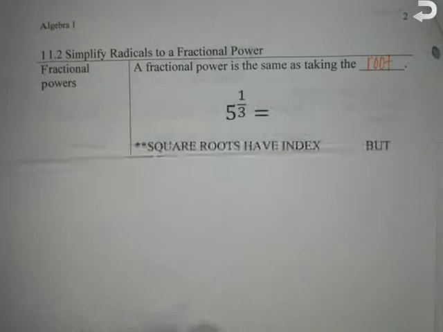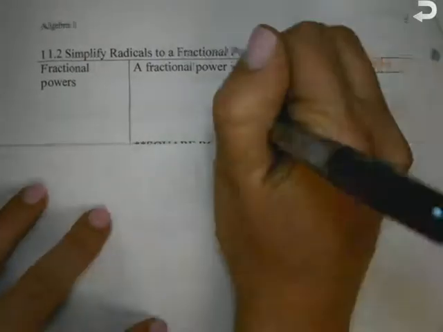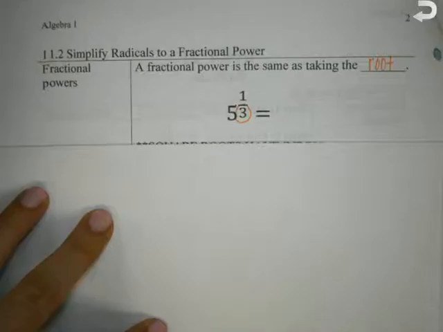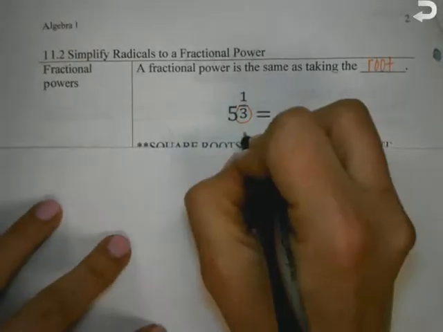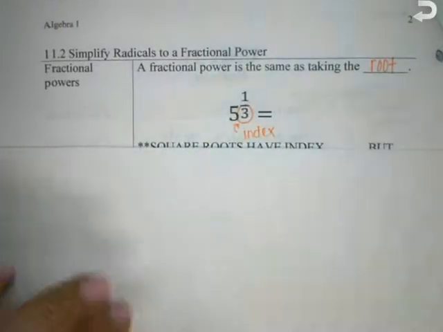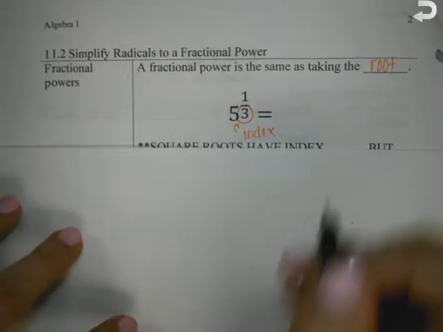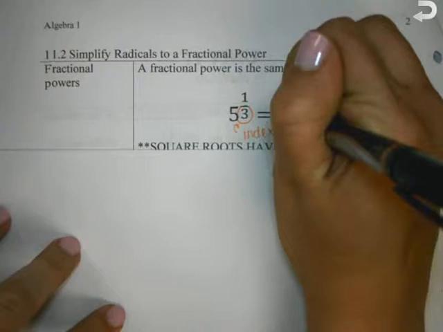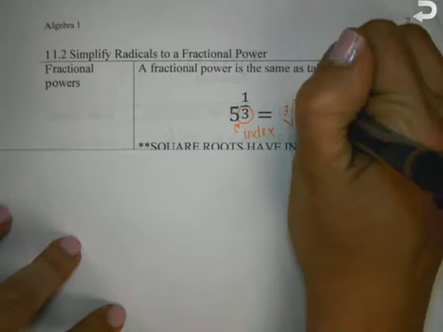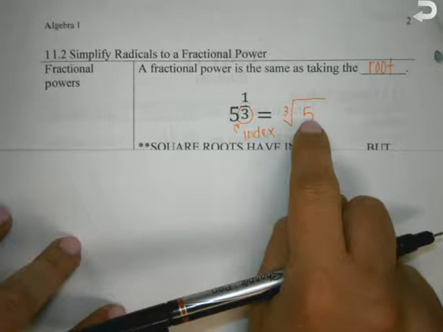So, for example, 5 to the 1/3. Remember, the bottom number, the denominator of the fraction, is your index. Does anybody remember what the index is? It's that little number that goes on top of the radical. So this is the same as taking the cube root of 5. That bottom number becomes the little number in front of the radical, or on top of the radical.